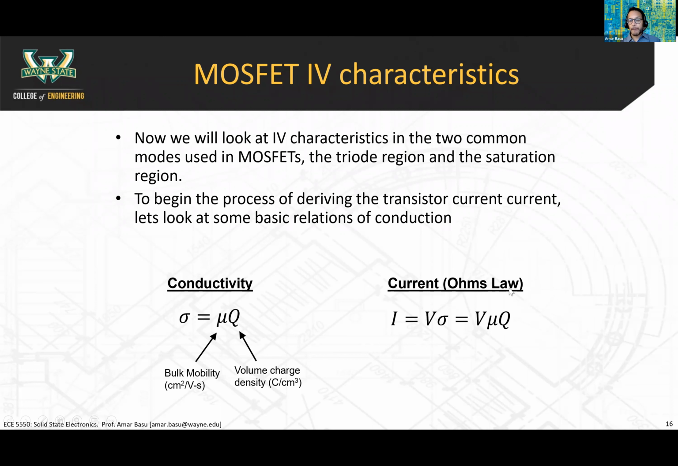And then the current is given by Ohm's law. Of course, V equals IR is the most common form of Ohm's law, but we can do I equals 1 over R times V, which is the conductance times V. Okay, and so that's where this mu times Q comes from.